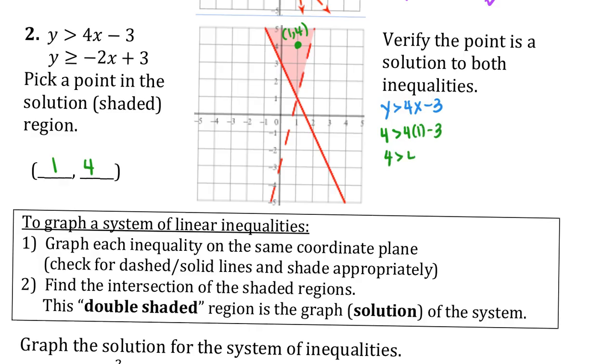4 times 1 is 4 minus 3. 4 minus 3 is 1. 4 is greater than 1? Yes, it is. Okay, let's check the second inequality.